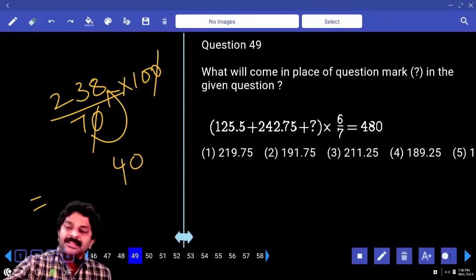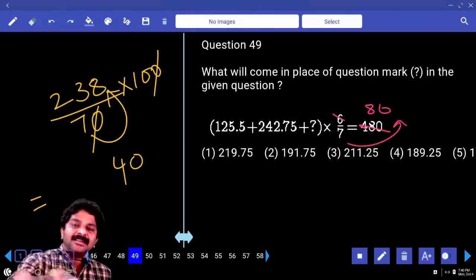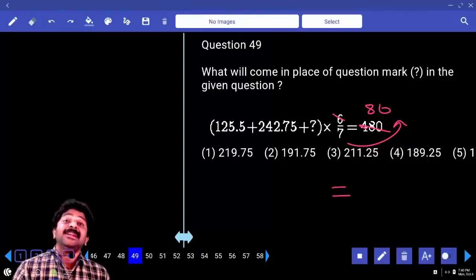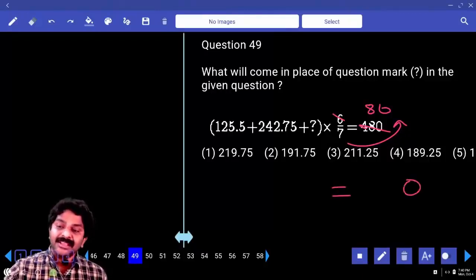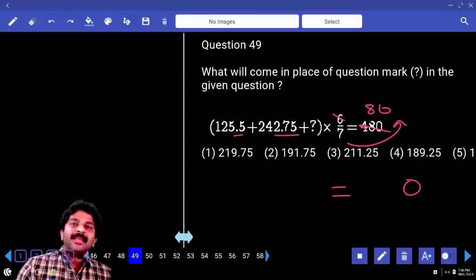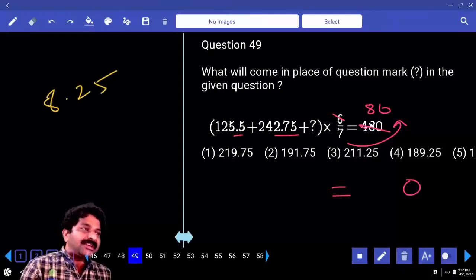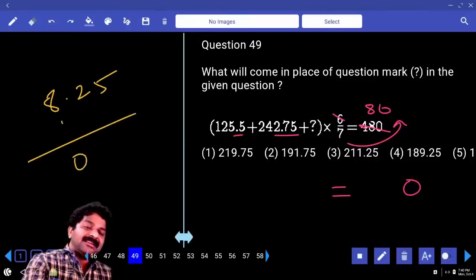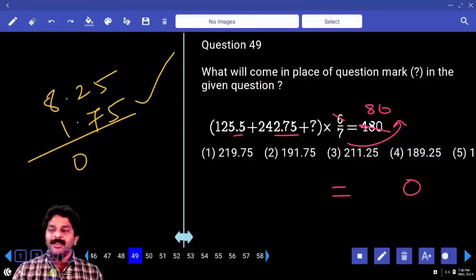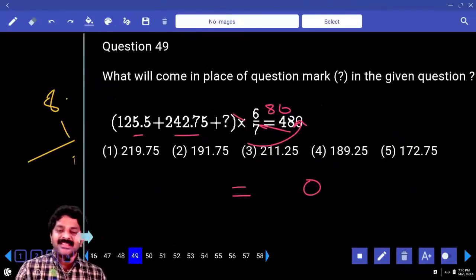Right. So 6 how many times? 80 times. 7 goes to the other side. 80 into 7 ends with 0. 5.5 plus 2.75, that is 8.25 only. 8.25 plus how much should end with 0? To this how much we need to add to make it 0? 1 point. So our number must end with 1.75 only. How many options are there? Only one. Second option, final answer.